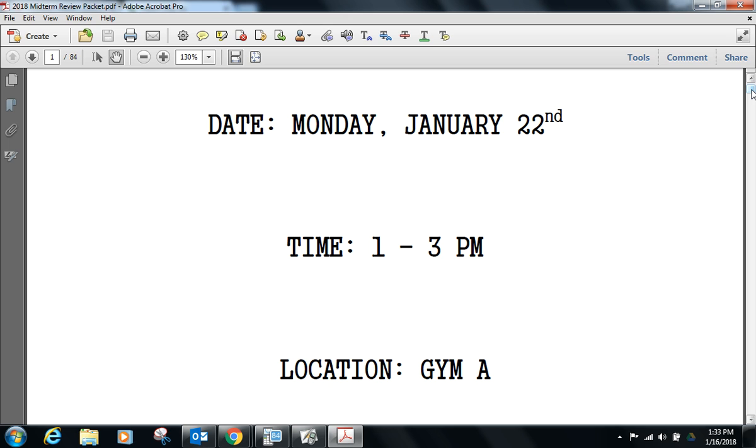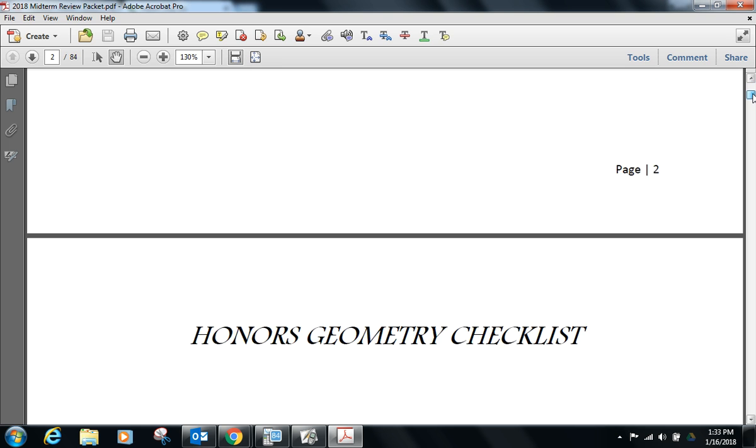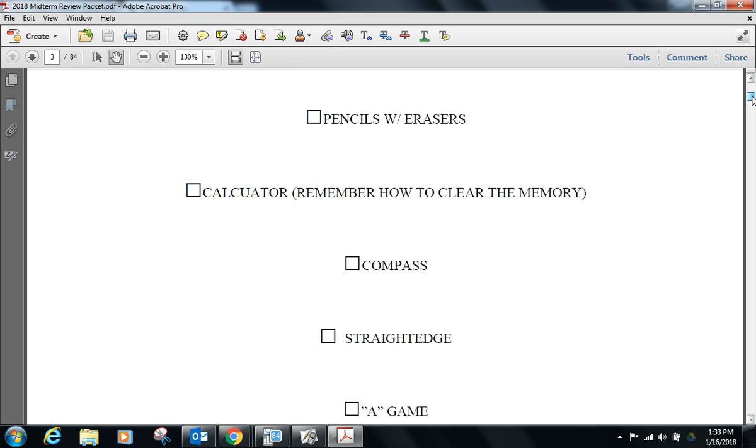So right till 3 o'clock. If you show up late, let's say you show up at 1:15, 1:30, the test still ends at 3 o'clock for you. Any questions on the time? Place, expectations, what to bring? Everything's right there, a checklist for the night before. Go through the checklist on Sunday night and make sure you have everything you need.